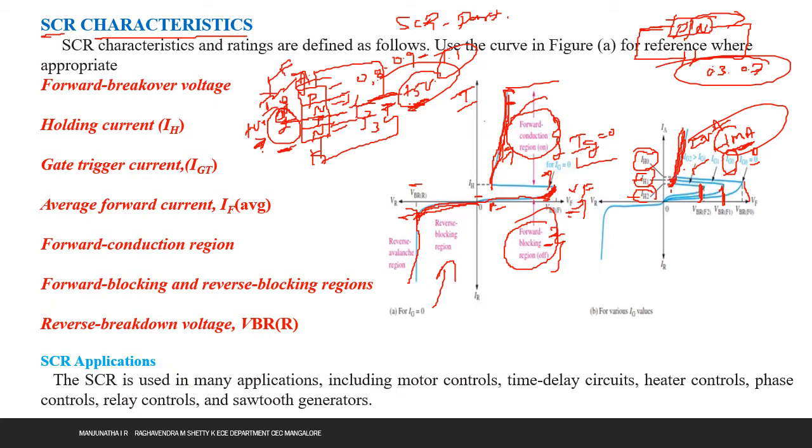the gate pulses. Now I'll start to decrease the forward voltage, this 5 volts, and since the SCR is turned on and able to hold the current, it is going to hold the current up to this level for Ig equal to 0, that is IH0, and immediately it goes to 0.